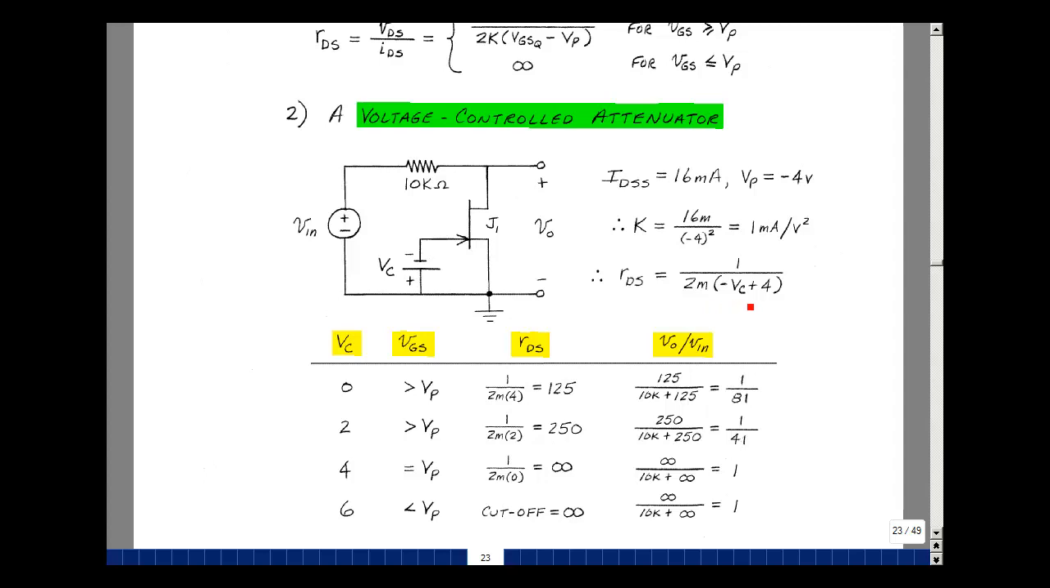That's going to make this expression 0 in the denominator, so the reciprocal is infinity. So a big number over a big number plus 10K is basically 1. And then if you were to apply, say, 6 volts here, which is less than pinch-off, we'd be cutting off the transistor, and that would still make the resistance infinite, and the gain would again be 1. In other words, we're going to be passing the signal.